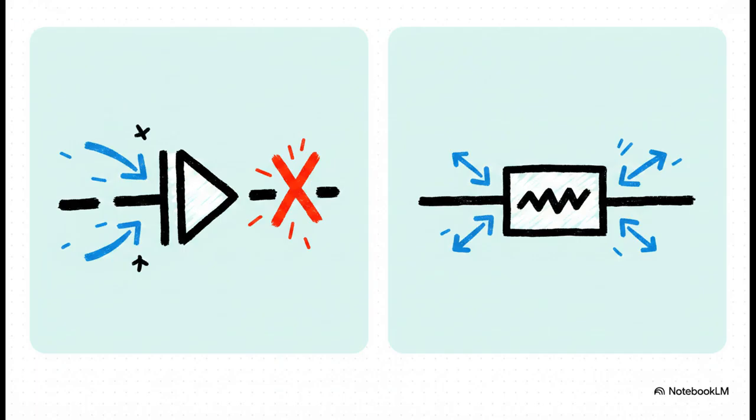Bilateral elements, on the other hand, are super chill about direction. They allow flow either way. A resistor is bilateral. You can literally take a resistor, flip it around in your circuit, and it does the exact same job, resisting flow evenly no matter what path it takes.